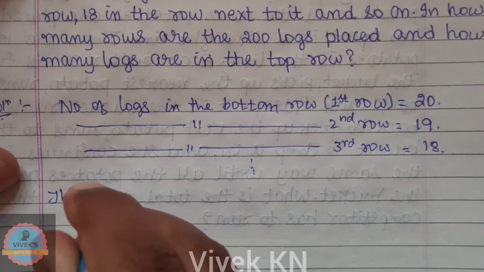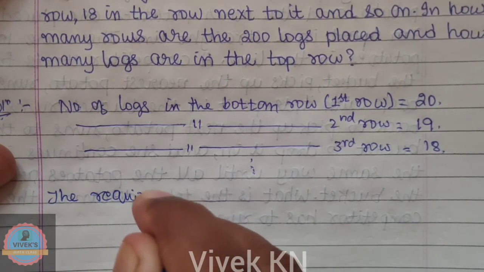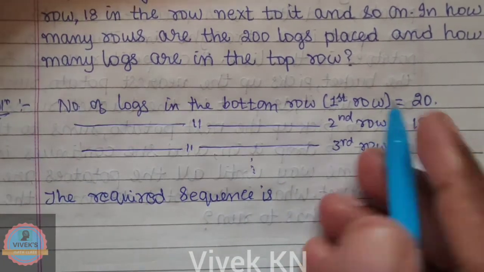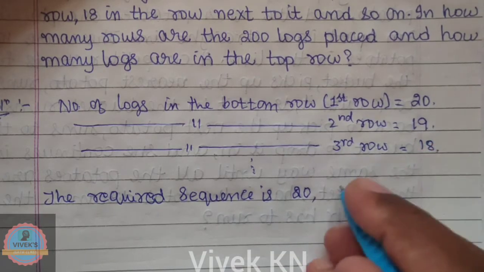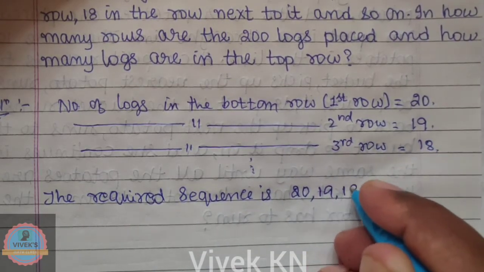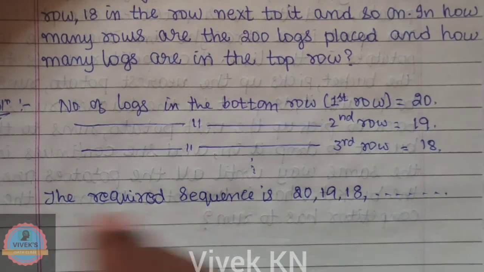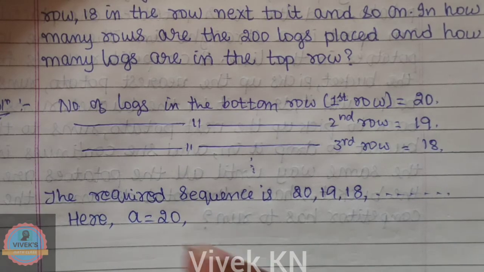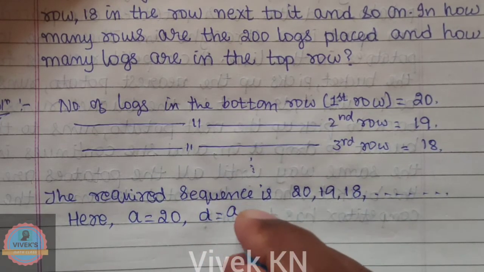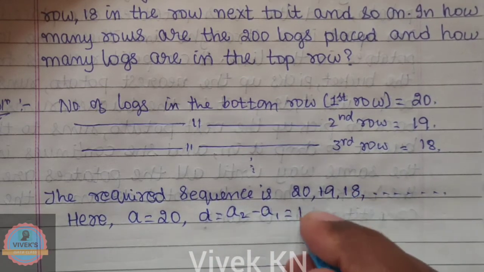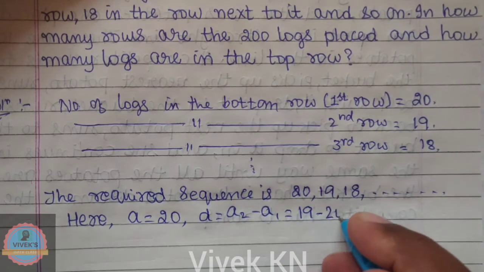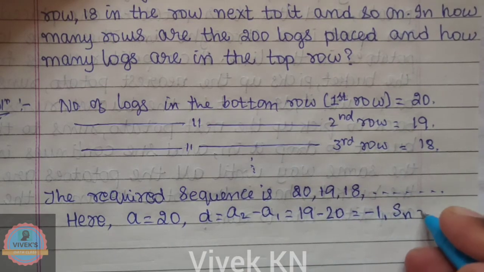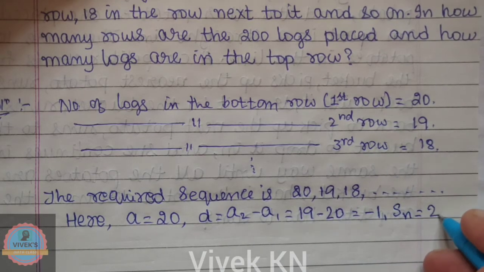The required sequence is: here the first term is 20 and second term is 19, third term is 18, and so on. Here first term is 20, that is a is equal to 20. Common difference is given by second term minus first term. Second term is 19, first term is 20. 19 minus 20 is minus 1, and there are 200 logs, that is sum of n terms is 200.